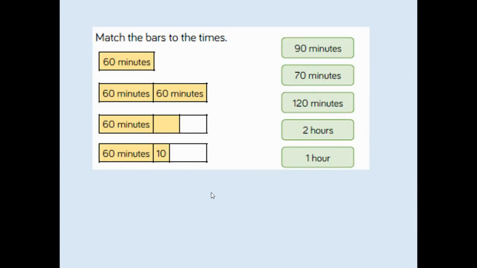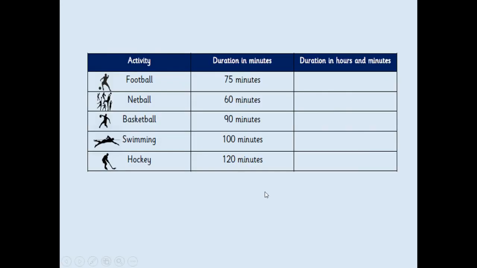Okay, please pause the video here and make sure you have downloaded the worksheets from class charts or email, and please complete the rest of the activity. This is what the rest of the activities look like. So match the bars to the times, and there's the activities here, and there's duration in minutes here, and what you need to do is convert these minutes into hours and minutes. So find out what the duration in hours and minutes are for each of these activities.